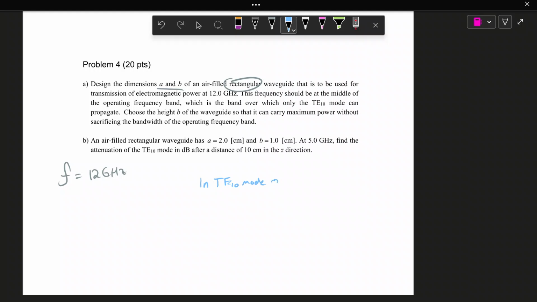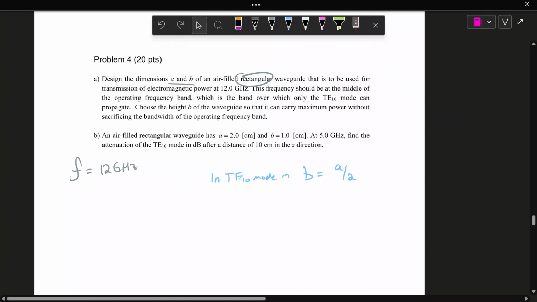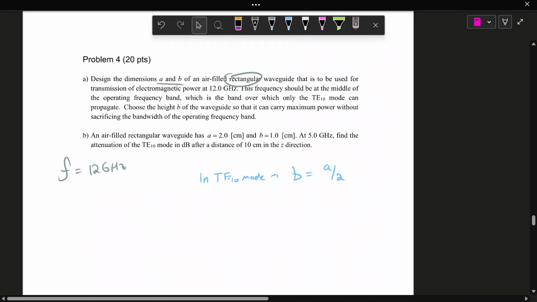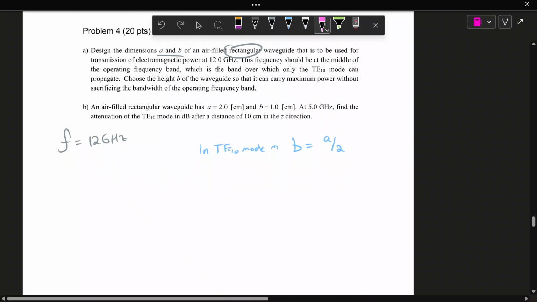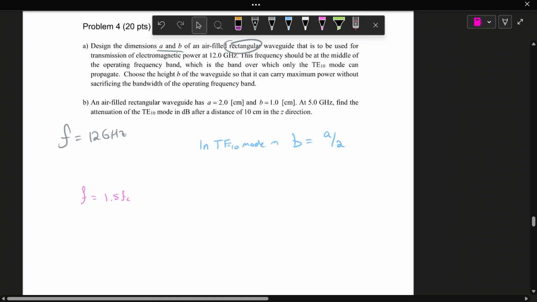Okay, so for this question, what we should know is in the TE10 mode, to choose B so that it doesn't sacrifice the bandwidth and carries max power, we need to choose B equal to A over 2. So whatever we get for A, B is half of A, sorry. So what is A though? Well, the way we get A is we set the frequency equal to 1.5 times the cutoff frequency, which again was that picture before. The cutoff frequency goes from right to left, so it'll be either 1.5 greater, which is your 3 dB frequency, or 1.5 less than our operating frequency band we want. Anyways, that's besides the point.